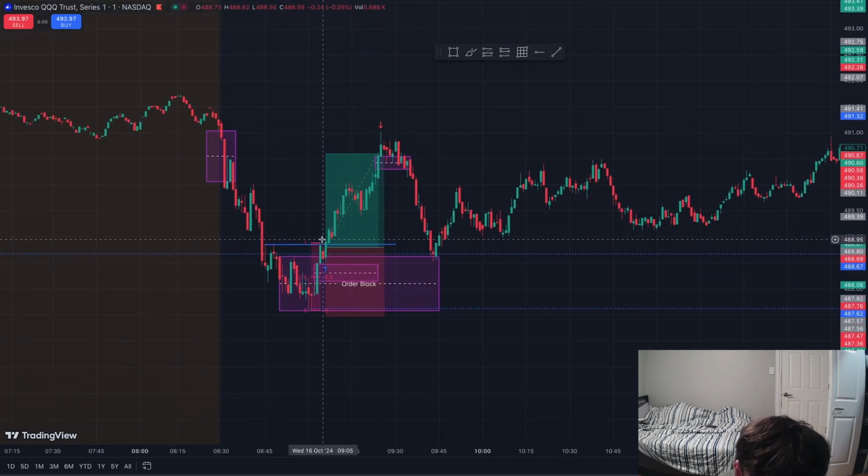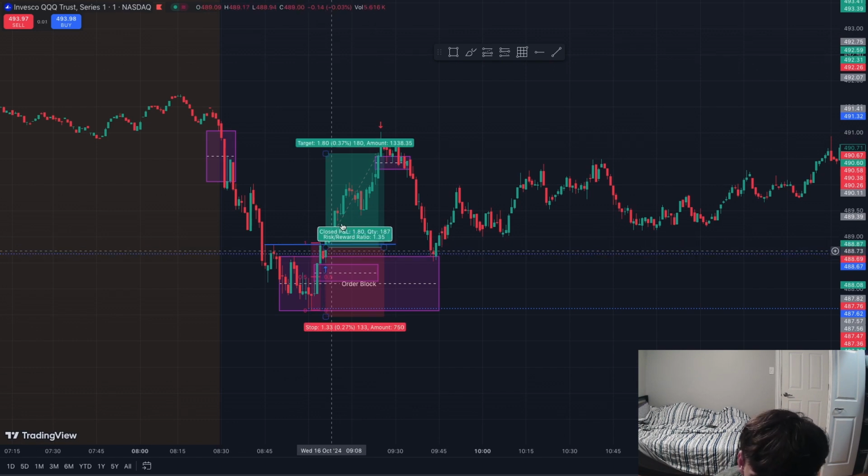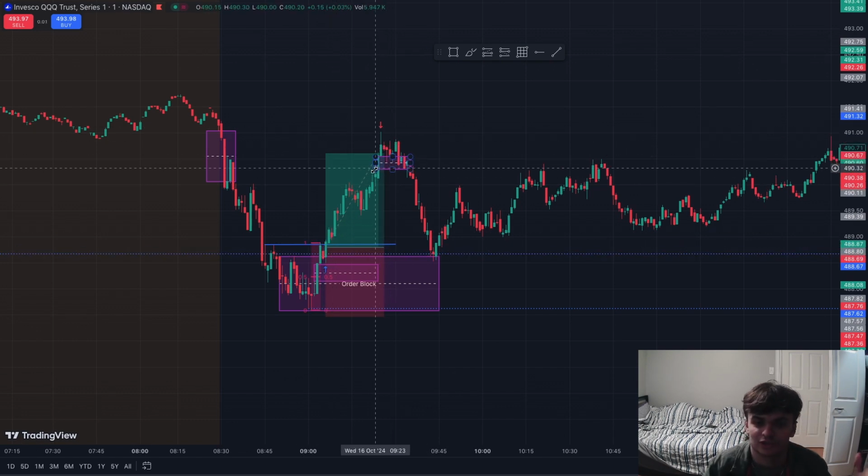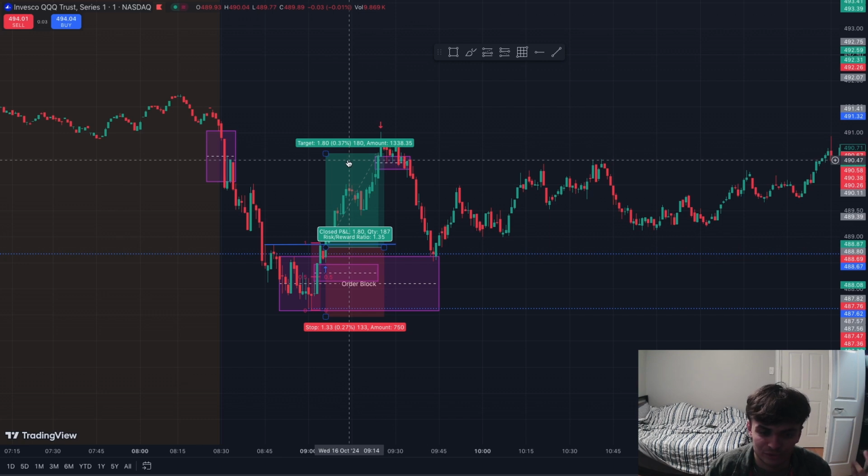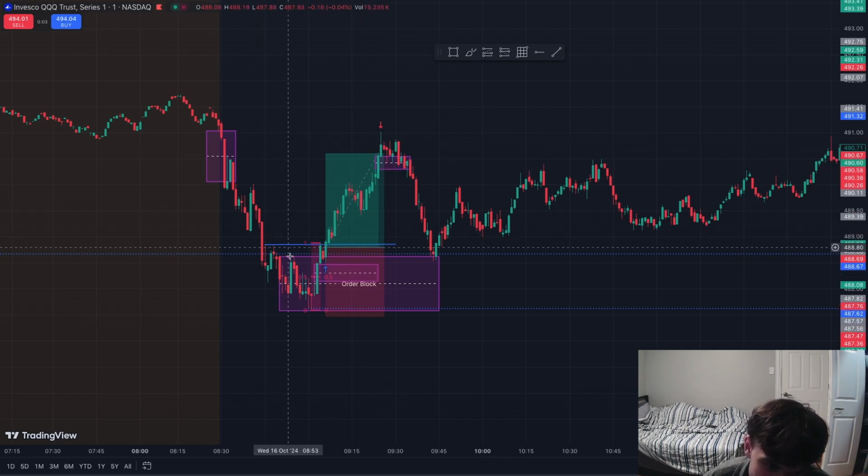Price came out of the zone, came back in, filled my order block. I took my entry straight to the upside. Price rallied. I actually hit this perfectly. It was a 1.35, but still a good trade, completely off a liquidity sweep.